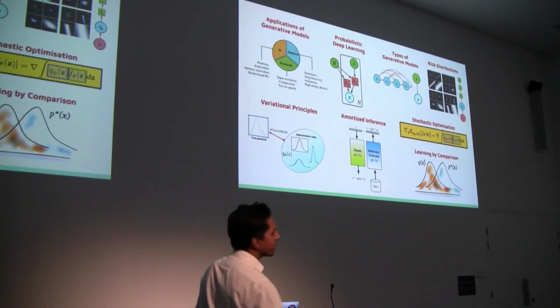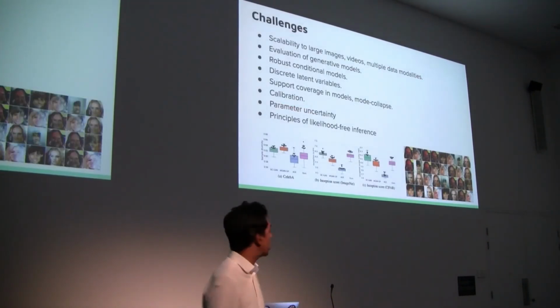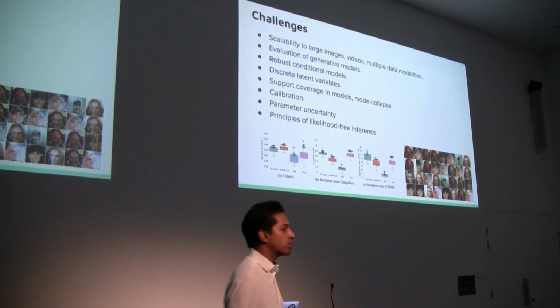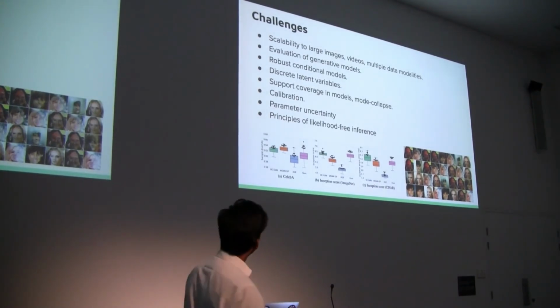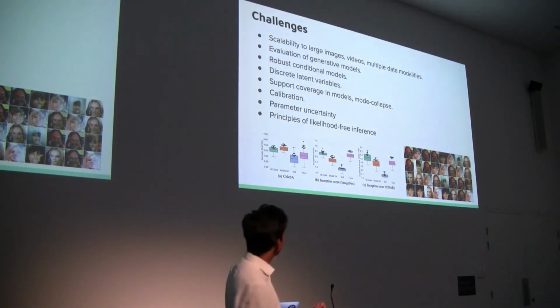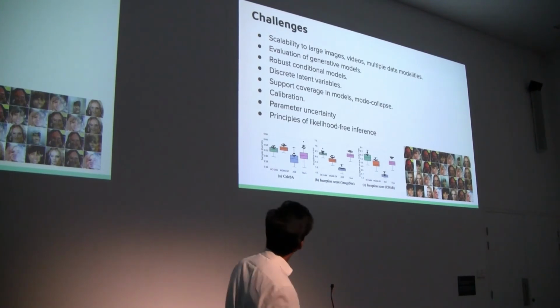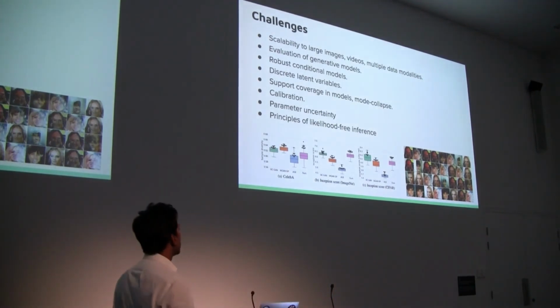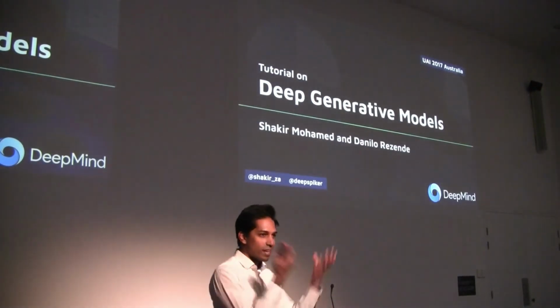And this together, I think, is a good representative state of the art of generative models, but there are lots of challenges remaining. How we can scale to even larger images, videos, multiple data modalities, whether we have text, images, video, or sound. Evaluation continues to be a challenge, as do discrete latent variables, robustness, and coverage of the density so that we don't underestimate and have bias in our models, calibration, parameter uncertainty, and foundational principles. But we think there's still a lot to do, and we thank you for your attention.